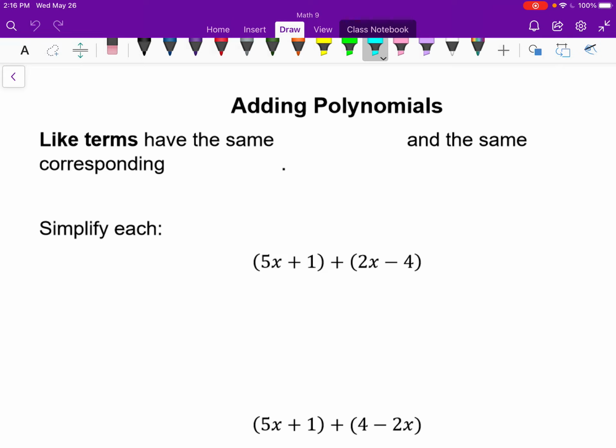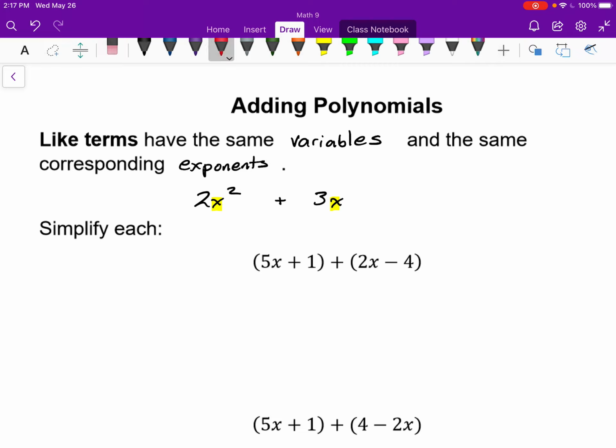So like terms are terms that have the same variables and the same corresponding exponents. So for example, if I have 2x squared and, I don't know, 3x. These are not like terms because they have the same variables, but the variables are not raised to the same power. One's to the power of 2, one's to the power of 1. So these are not like terms.